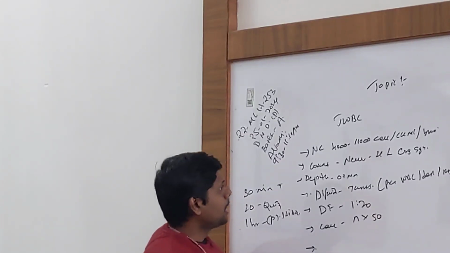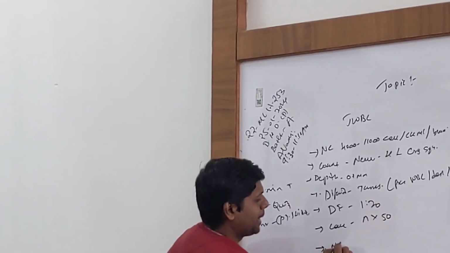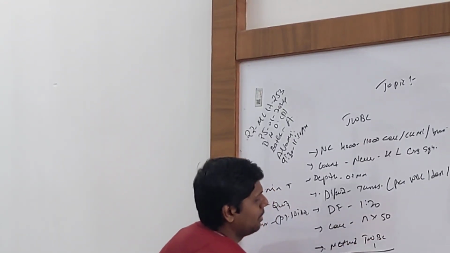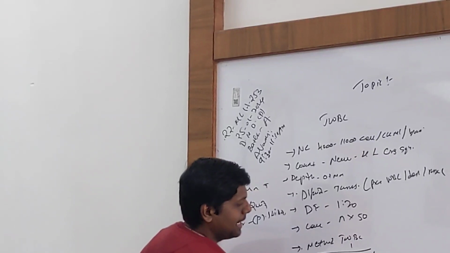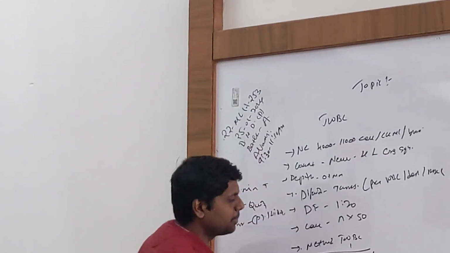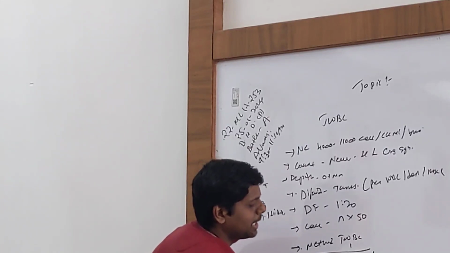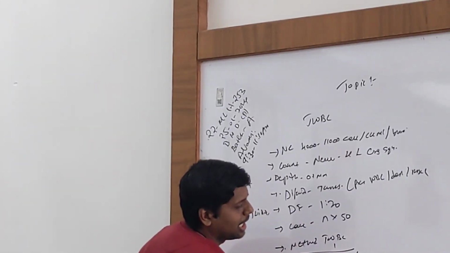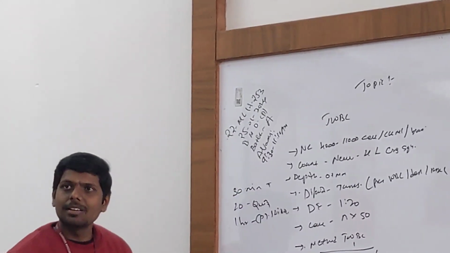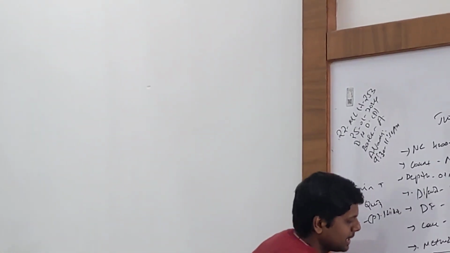Then what else do we need to discuss? Methods of performing, so methods of TLC estimation. What are the methods we have? We have manual method and automatic method. Automatic can be semi-automatic or fully automatic, that you already know. Then for the manual method we have 2 types. Can you tell me the 2 manual methods?